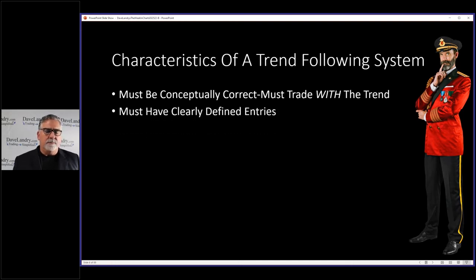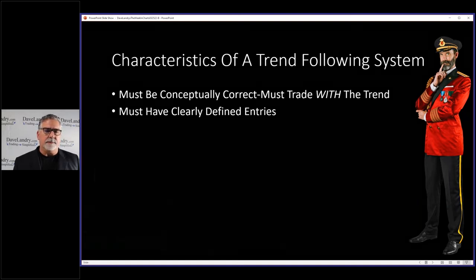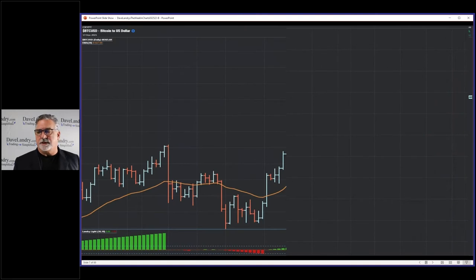One thing you must have, obviously, is clearly defined entries. Now, we're talking mechanical systems, and I am a discretionary trader, but I do pay attention to certain mechanical systems. You've got to realize that I cut my teeth developing trading systems many, many, many years ago, 20-something years ago. I'm afraid to use the word 30, but I think we're getting close to 30, which is kind of scary. Anyway, with mechanical systems, you definitely have to have a defined entry.